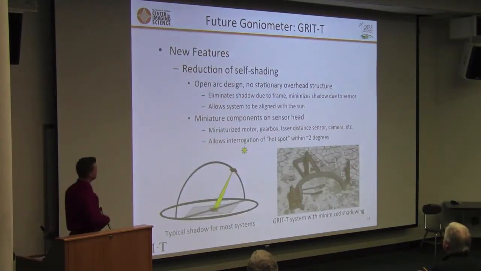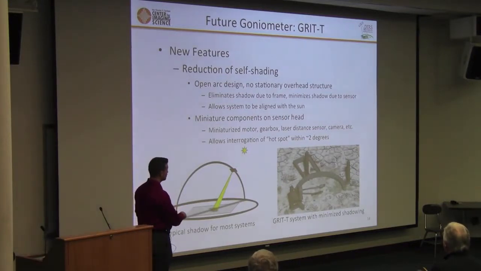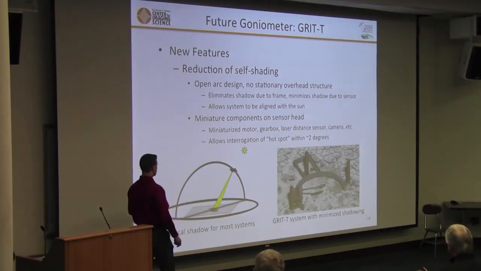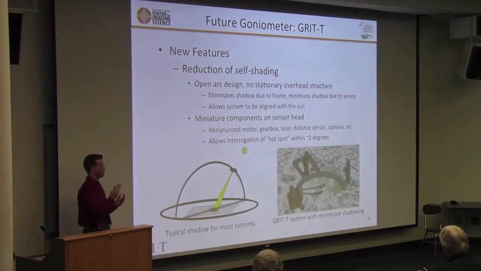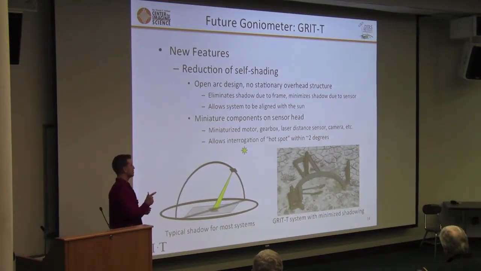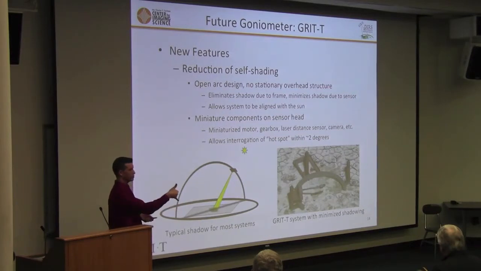Another one is reduction of self-shading. So we have an open arc design on the new one. This is actually a picture or a model of the new one here. And no stationary overhead structure. Unlike a typical goniometer, which might operate something like this, if your sun is in line with your structure, you'll actually shadow your target almost the entire time. And that limits your information about the opposition effect. Ours was designed such that we can point the system towards the sun by having the open portion of the arc towards it, so our frame will never shadow. The only thing that's overhead is this small arm, which actually is pointing the sensor the whole time.